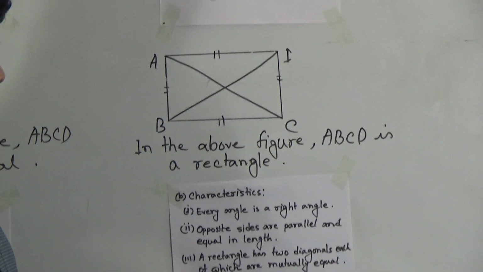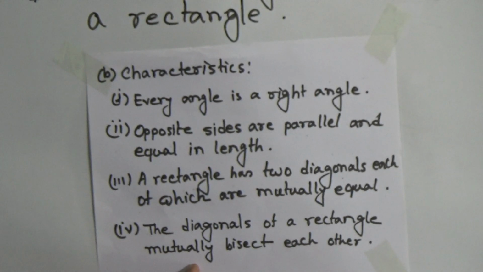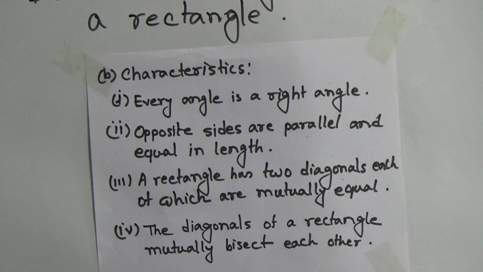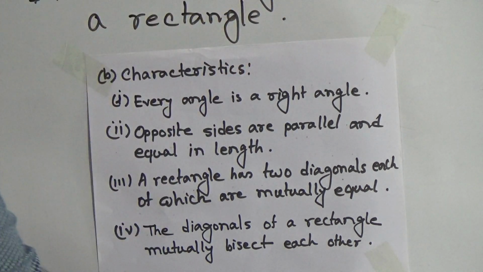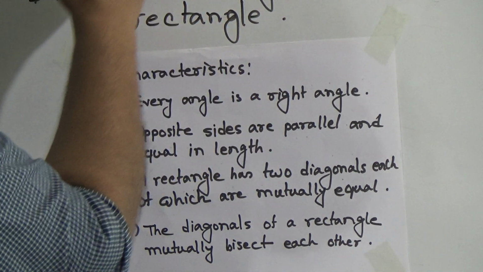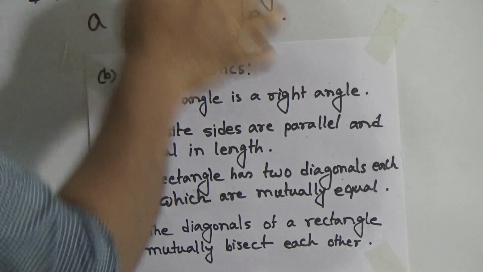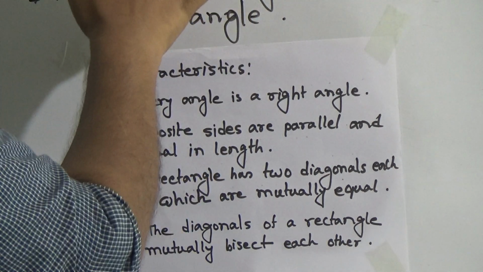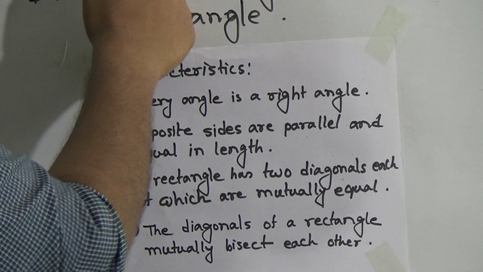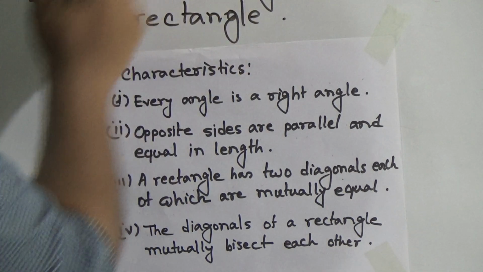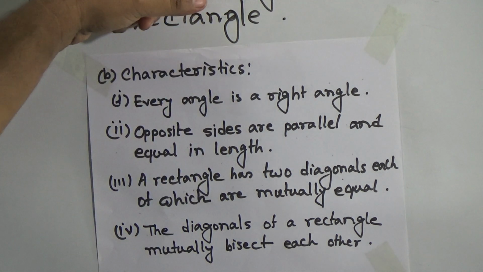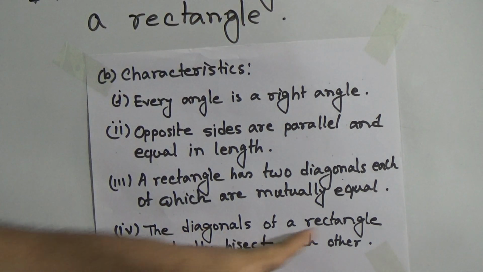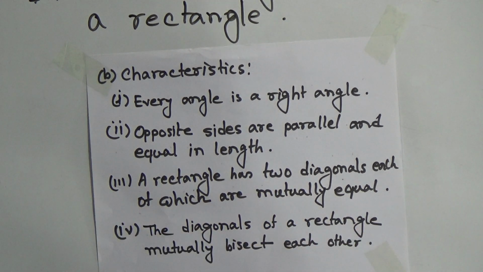Number 4, the diagonals of a rectangle mutually bisect each other. Dear student, notice this BD diagonal bisects the AC diagonal at the point O, and on the other hand the AC diagonal bisects the diagonal BD at the point O. That means we get BO equal to DO and AO equal to CO. So the 2 diagonals bisect at the point O. The diagonals of a rectangle mutually bisect each other. Okay, so question 2 is done.